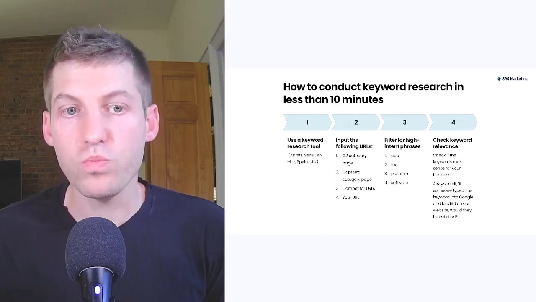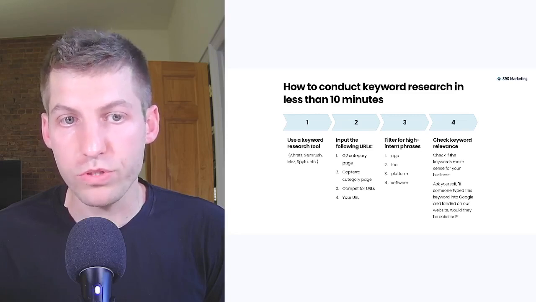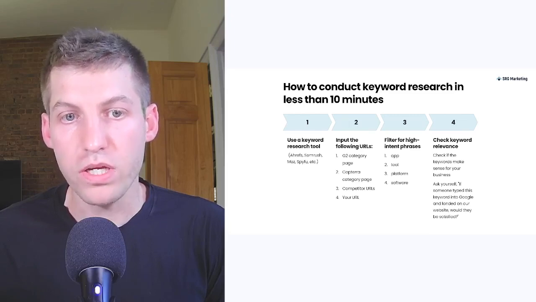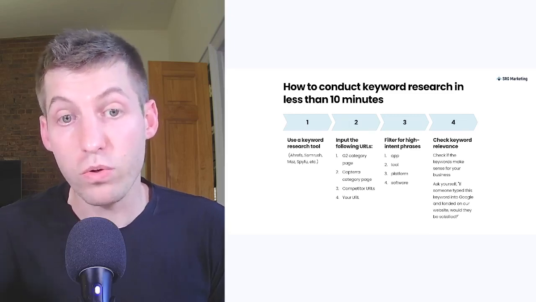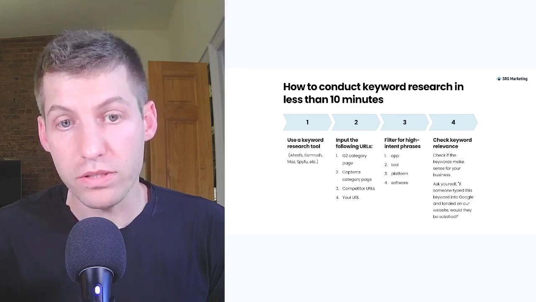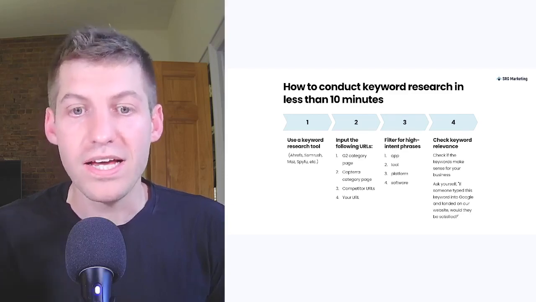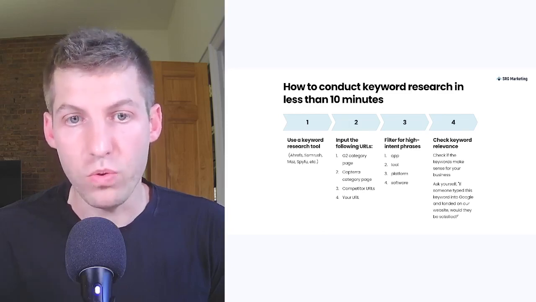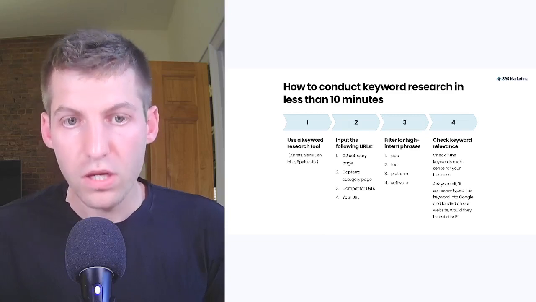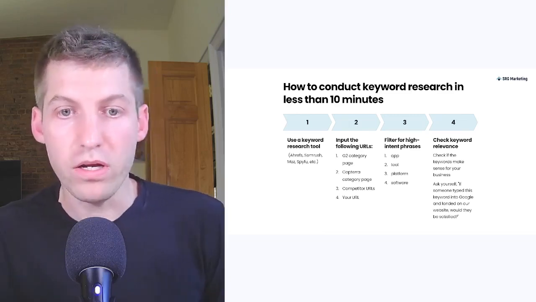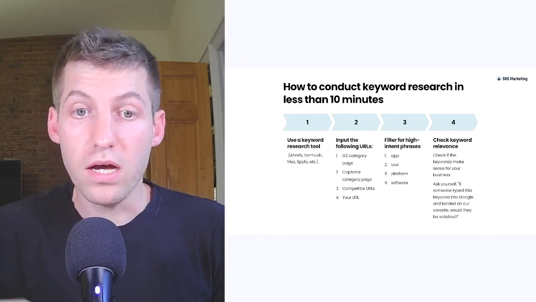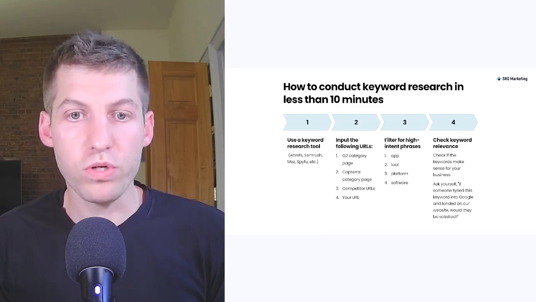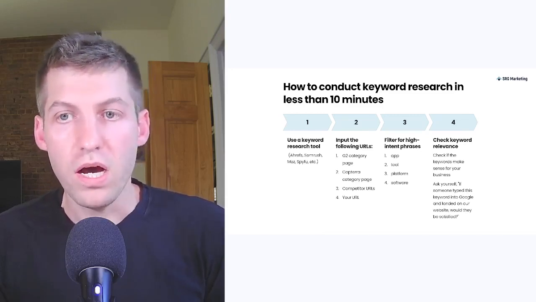The second thing you're going to do, once you get one of those keyword research tools, is plug in the following URLs to find the right keywords. You're going to plug in a G2 category review page, a Capterra category review page, your competitors' website URLs, and then your URL. So let me explain why these URLs are so important. G2 and Capterra, if you're not familiar with these websites, are basically software review sites, and they have specific categories for certain software categories.